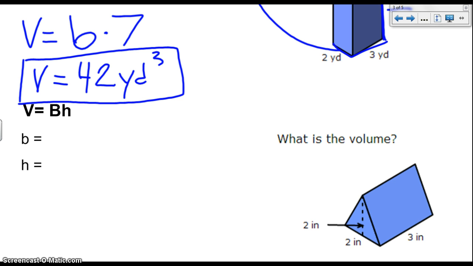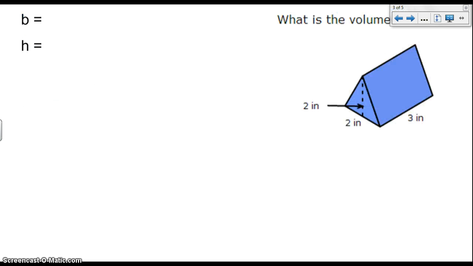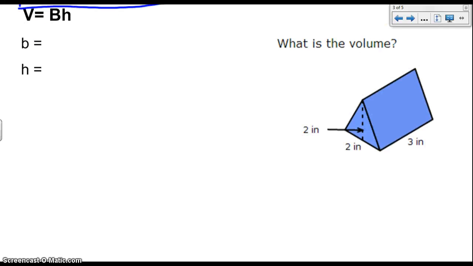All right, so now same thing, but hold on. This is looking a little different because it's on its side. But that's okay, because it'll still work out just fine. Let's identify our height. Now, here's the thing. Remember, it's on its side. It's tilted over. So the height is actually right there, like Mr. Siegel's labeling. So the height is going to be 3 inches for this one.